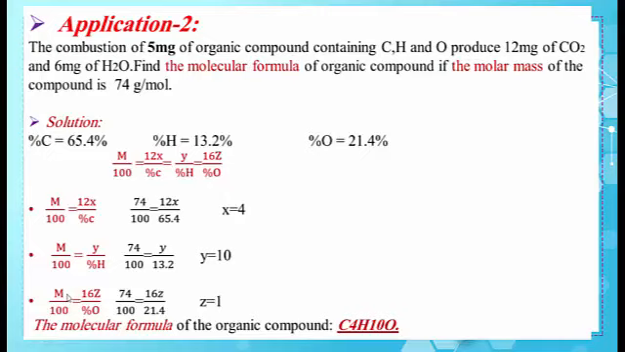Finally, to find z, molar mass of the compound over 100 is equal to 16z over the percentage biomass of oxygen. Then 74 over 100 is equal to 16z over 21.4%. Then z is approximately equal to 1. Then the molecular formula of this organic compound is C4H10O.